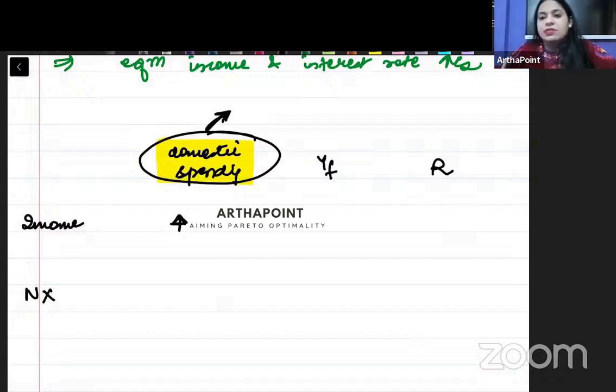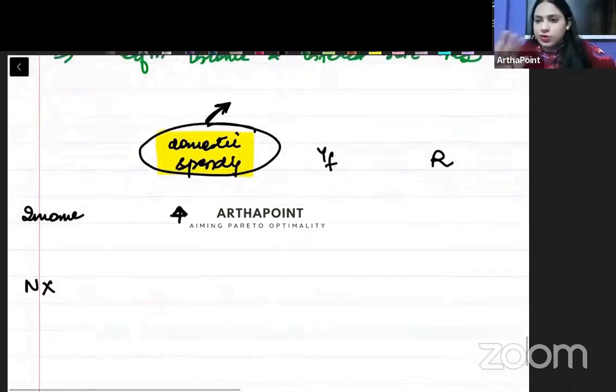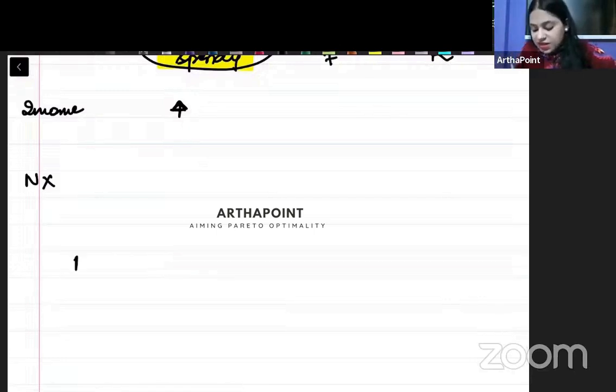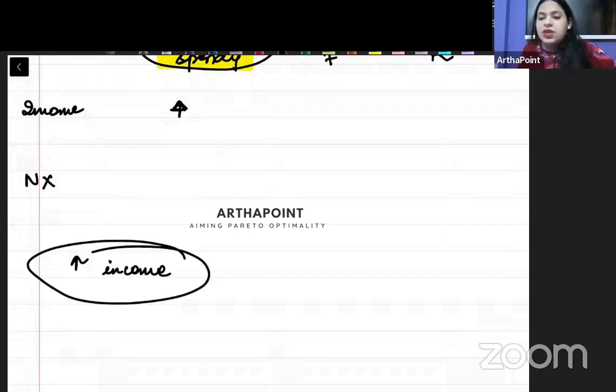Increase in domestic spending means they will spend less on imports. They will spend less on imports and more on domestic spending, right? So when domestic spending increases, they may want to spend less on imports. That is one point. But we don't want to look into that. We want to look into what happens when there is an increase in the domestic income of the people.